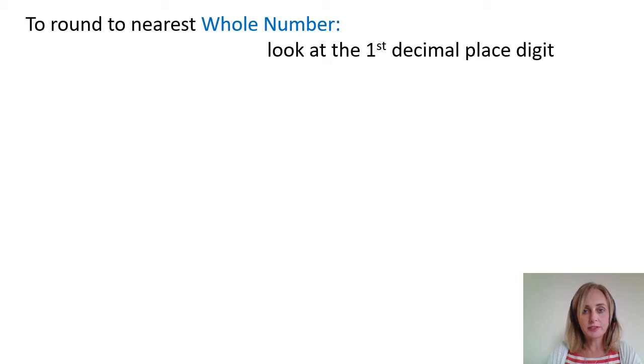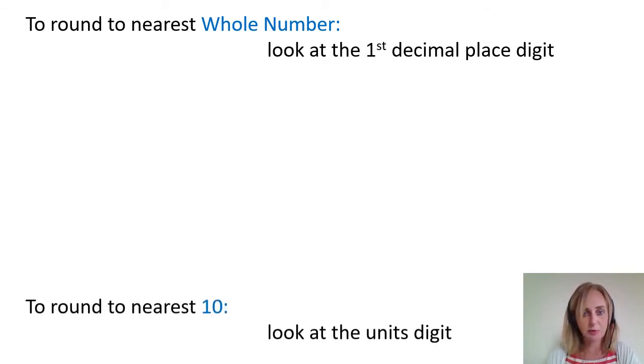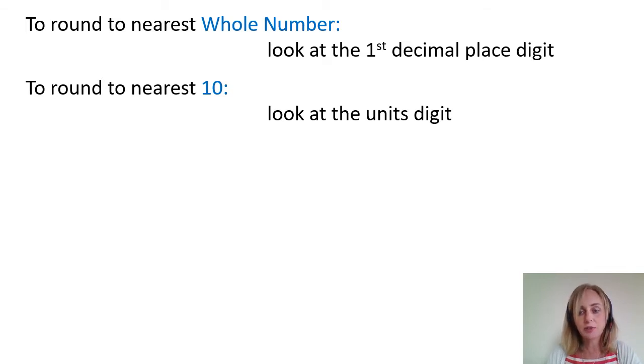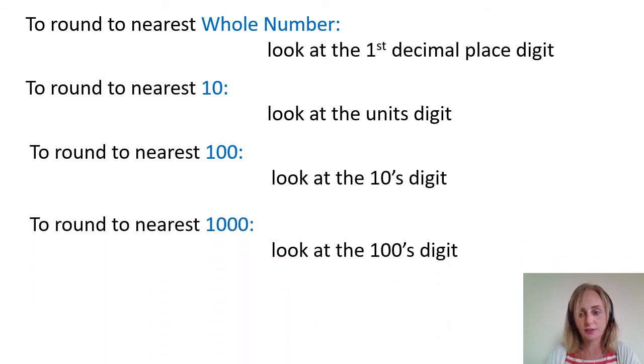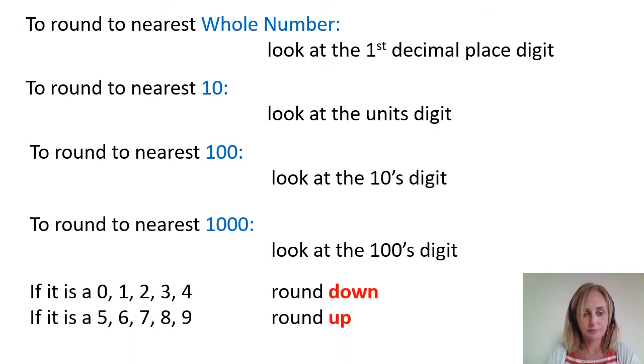Okay, so rounding to the nearest whole number. For any rounding, we're always going to look one digit to the right. So you look at the first decimal place digit, the first number after the decimal point. To the nearest 10, we look one place to the right, which is the units. For the nearest 100, we look at the tens digit, and for the thousands rounding, we look at the hundreds digit.